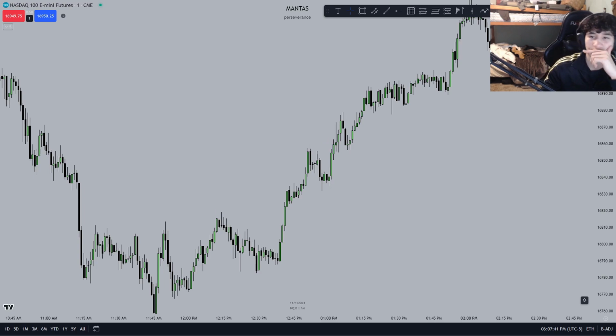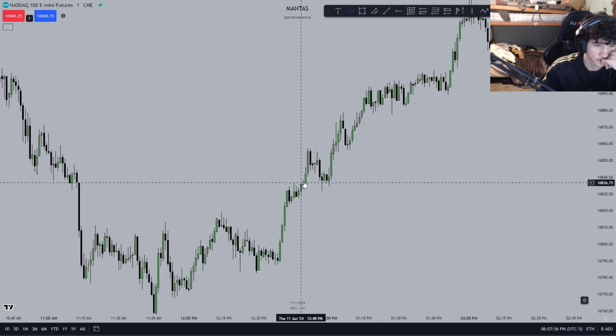What time was it at? Let me just go through, because we had a whole bunch of entries off mitigation blocks. We tapped into it, tapped into it, tapped into it. And, where was it? I didn't really say when. Okay, it says 112 New York time. Entry was right down here. This is the mitigation block.